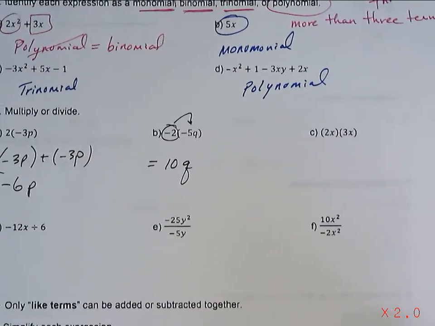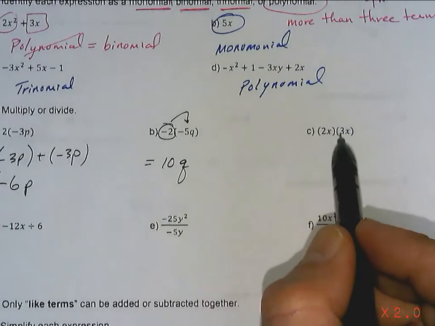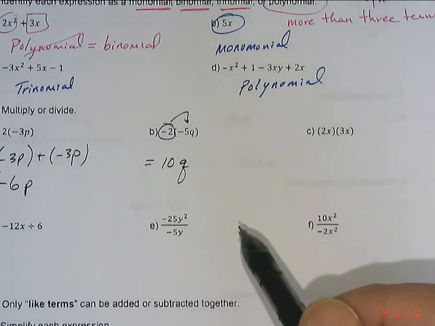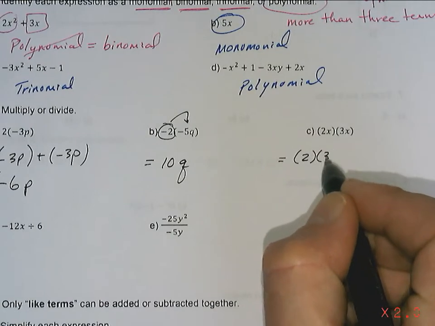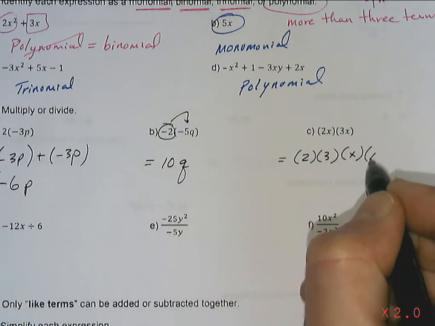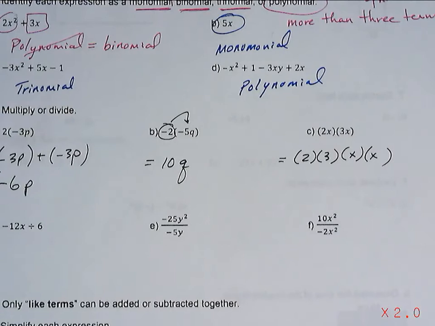Now the next one's a little bit different. I've got numbers that are being multiplied and I've got variables. What I like to think about in my head is this: I put the numbers together and I put the variables together. Now I do that in my head. I don't write it down. I'm just showing you what I'm thinking.